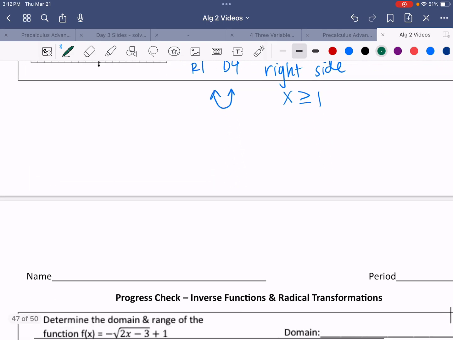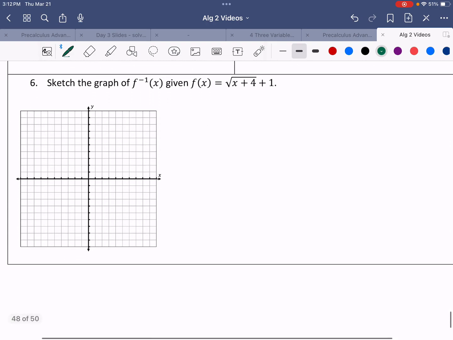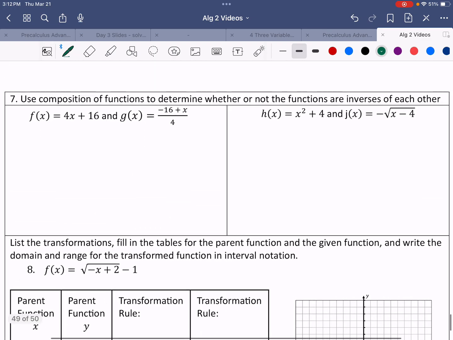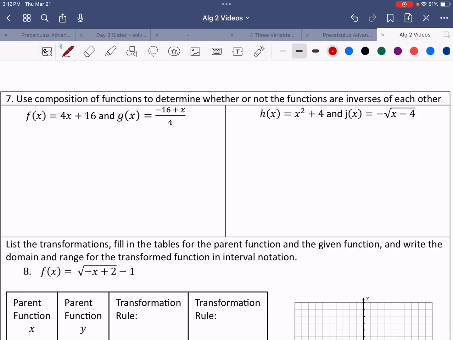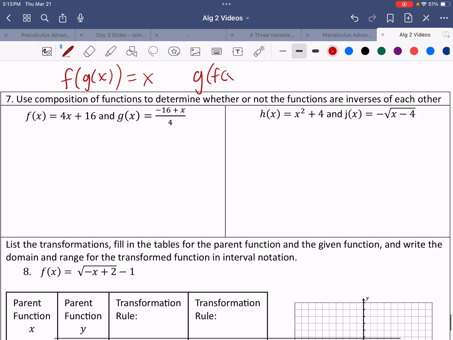Okay, on the back. Use composition of functions. If you did not show composition, f of g of x, we have to show that that equals x, and g of f of x. We have to prove that that's going to equal x as well. If you didn't do both, or if you didn't do either, you really lost a lot of points here. You can't just find the inverse.